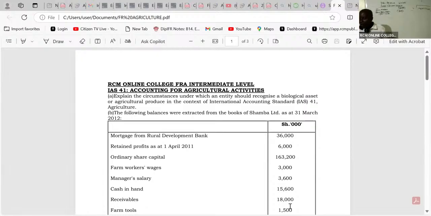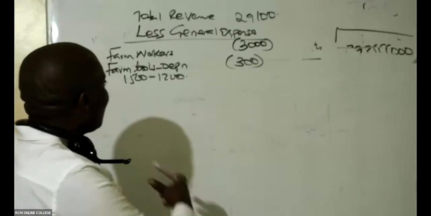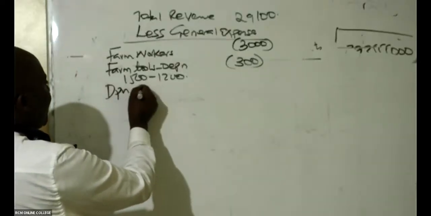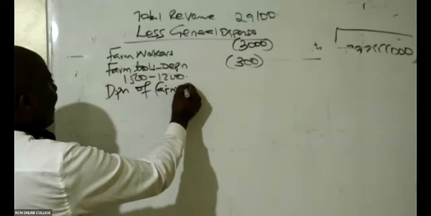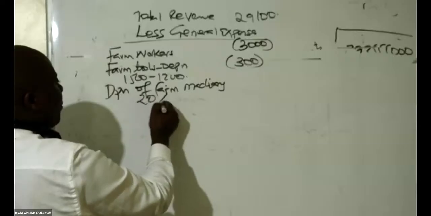Still on the same note, my friends, note number 3, they are telling us that depreciation on farm machinery is to be provided at 20% per annum on book value. Depreciation and repairs on farm machinery are to be charged to the general income statement. So, ladies and gentlemen, please listen. We have here depreciation of farm machinery. They've told us that this is 20% of the book value.